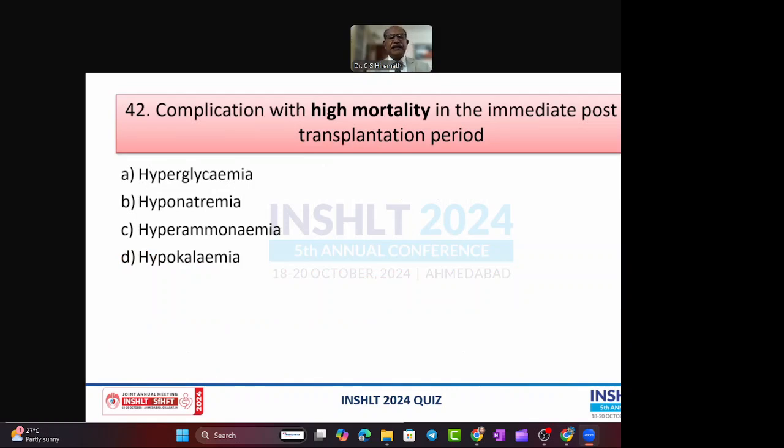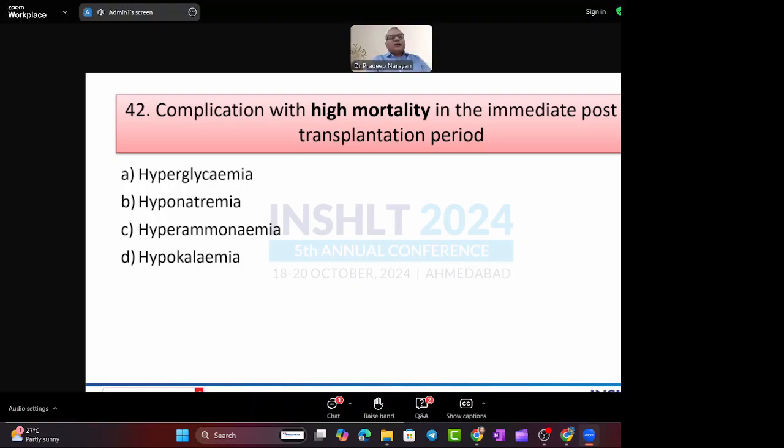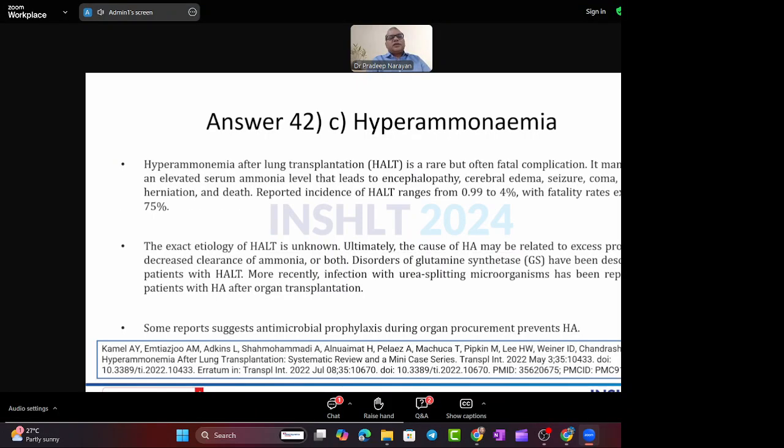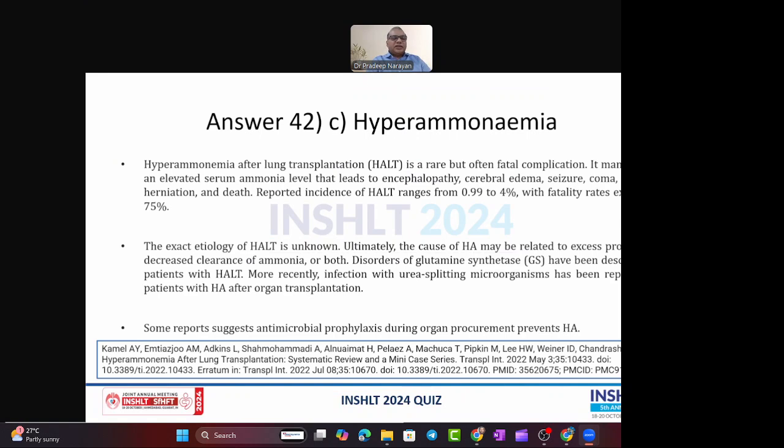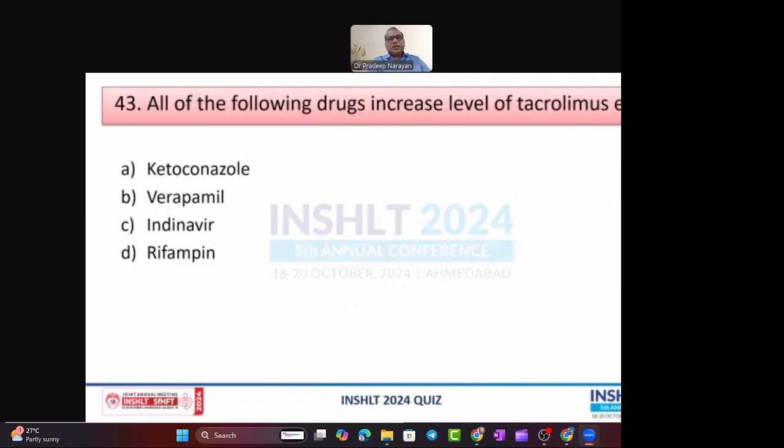Complication with high mortality in the immediate post-lung transplantation period is. So yeah, hyperammonemia is the answer here. It's a very uncommon complication. It happens in maybe 1 to 4% of the cases, but when it happens, the mortality is as high as 75%. And as you can see on your screen, it's called HALT, hyperammonemia after lung transplantation. So it's a complication that carries very high mortality.